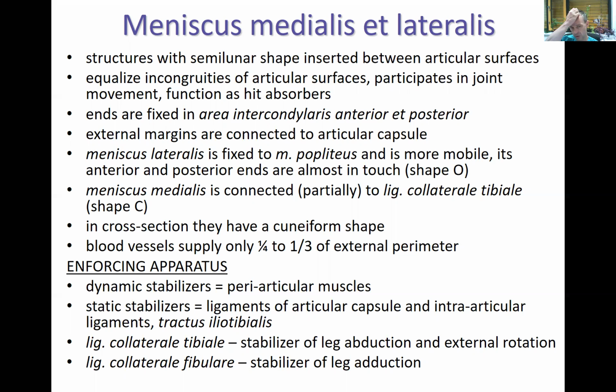The whole joint is stabilized by ligaments, by muscles, and also by a structure called the iliotibial tract, which is a connective tissue, fibrous structure, into which inserts one of the muscles, called the tensor of the iliotibial tract. And of course, both collateral ligaments are stabilizers against abduction and adduction.